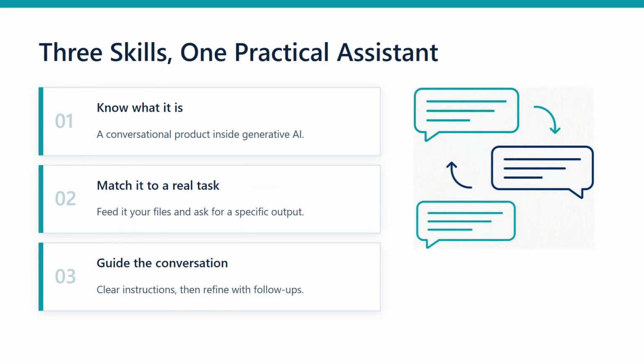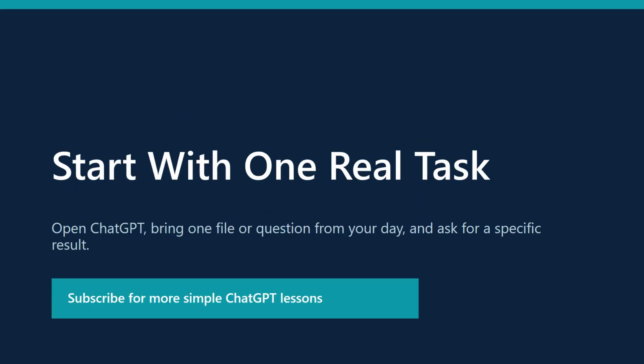Give ChatGPT a clear role, goal, audience, format, and any source material relevant to the task. Review the response, identify what needs improvement, and use follow-up requests until the result matches your needs. With those 3 skills, ChatGPT becomes a practical assistant for daily work instead of another confusing app. Understand what ChatGPT is, match its features to a real task, and guide each conversation with clear instructions.